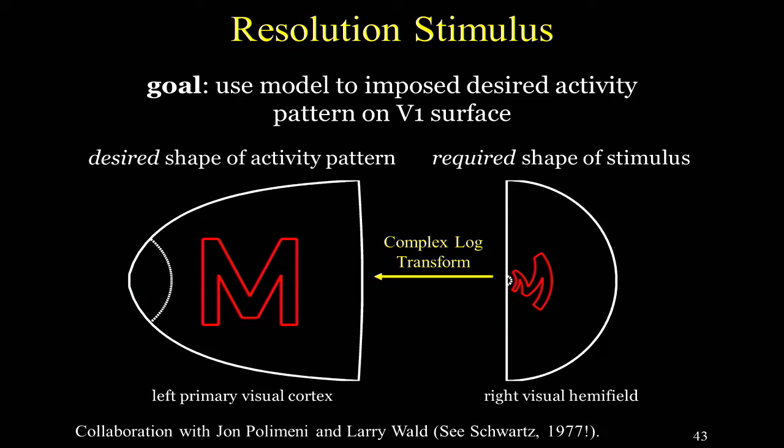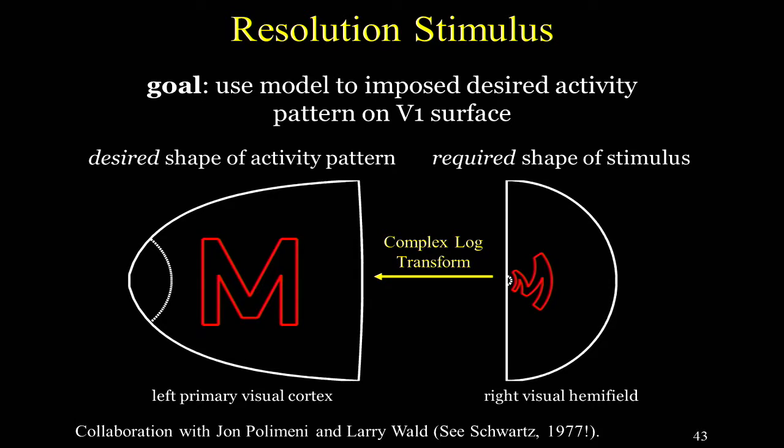John's goal, and it's important to have goals, was to paint the letter M on the surface of primary visual cortex in the human brain. So he took this complex log transform, measured the parameters of it, and essentially inverted it. He asked, what stimulus do I have to show to the fovea in order to give rise to this pattern of activation in primary visual cortex?